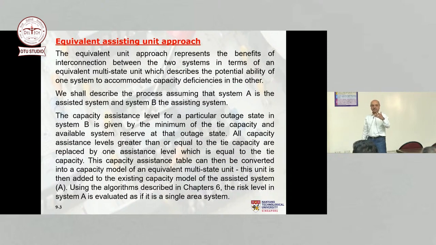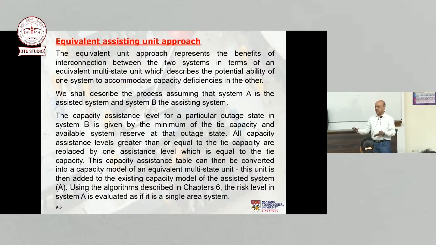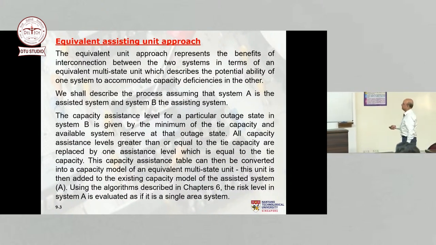That's what it means. And of course there will be other states, but the maximum will be equal to the tie line capacity. Maybe the assisting system B is not even able to provide the tie line capacity. So suppose the tie line capacity is 20 megawatt, but system B says, I cannot give you more than 10 megawatt. So that's okay, then there is no constraint from the tie line itself. But otherwise there can be constraint from the tie line as well.